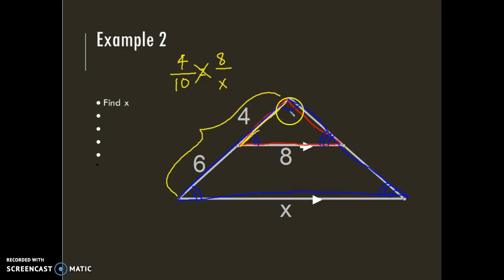My proportion, I can cross multiply, so I get 4x equals 8 times 10, which is 80. Divide by 4, and we get x equals 20.